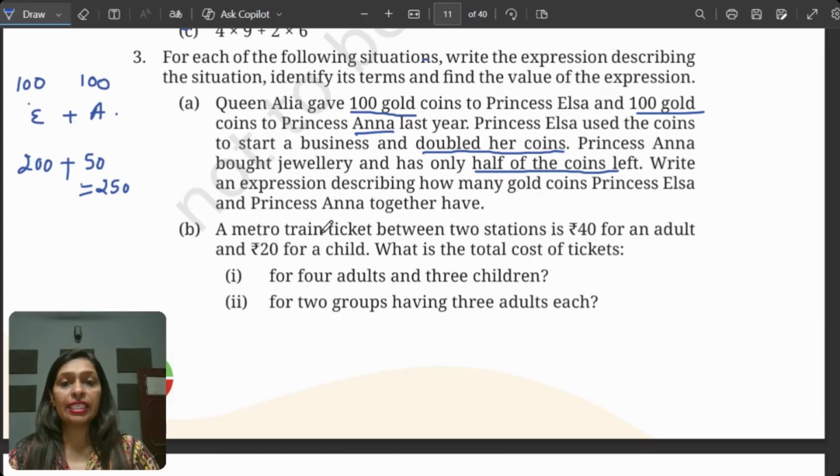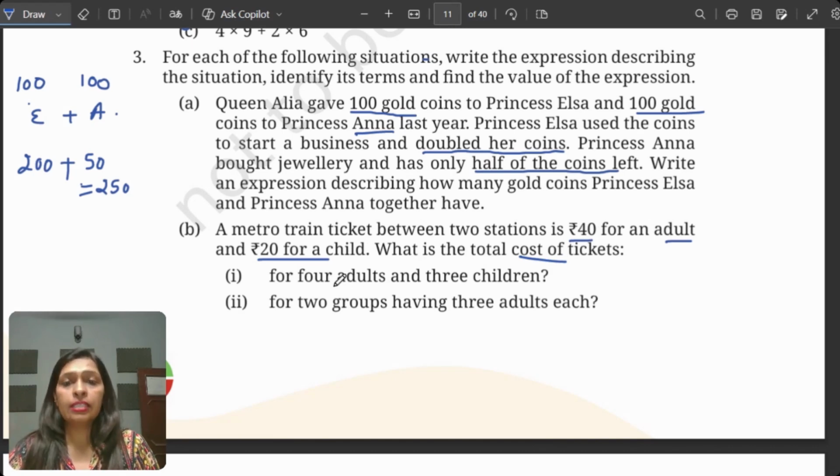A metro train ticket between the two stations is rupees 40 for an adult and rupees 20 for a child. So I hope everyone has traveled with the metro, or at least you know about it. Okay, so the ticket system works like this. If a person is an adult, he has to give rupees 40, and for the child it is just rupees 20, half of the price, right? So what is the total cost of the tickets? We have to just imagine ourselves in the same situation.